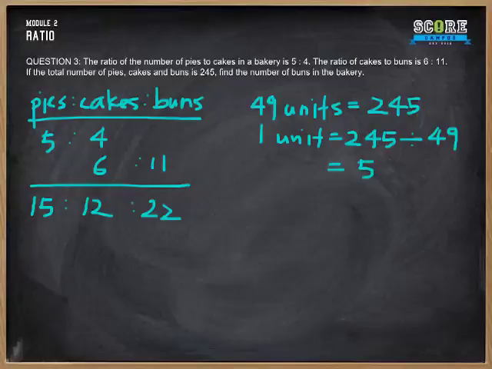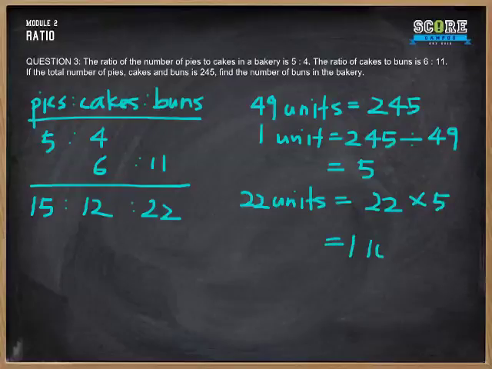So if 1 unit is equals to 5, 22 units of buns will be equal to 22 multiplied by 5. And the answer you get is 110. So that's the number of buns you have in the bakery, 110. Final answer.